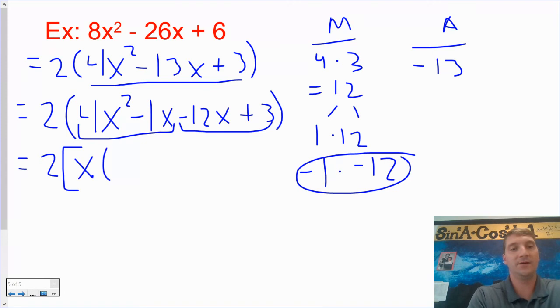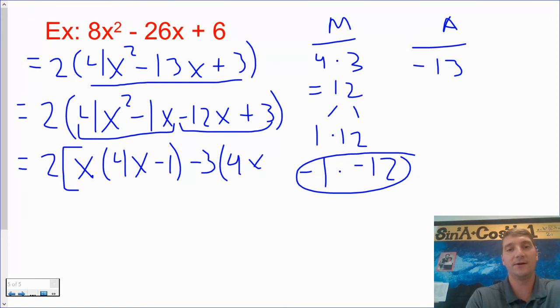So 4x squared divided by x, that's just 4x. -1x divided by that will just give me a -1. Reminder, this third term in the parentheses here, that minus, I'm going to automatically bring down. And then 12 and 3, both of those share a 3. So I'm going to GCF out a -3. So -12x divided by a -3, negative divided by negative is a positive, so that's 4x. And then 3 divided by -3 is a -1.